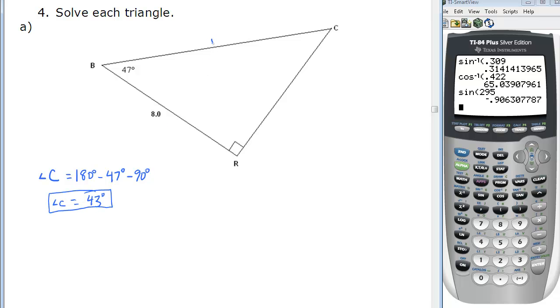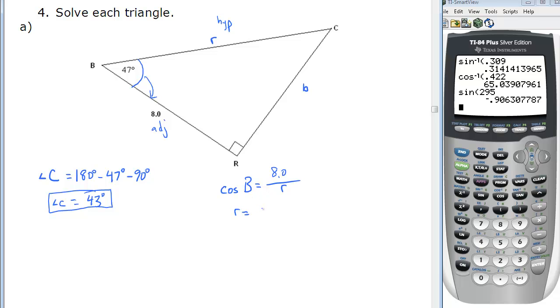Now we also need to find side R and side B. Remember, lowercase letters for the sides. So let's say we're going to do R. R is called the hypotenuse because it's across from the 90. And we'll use angle B since we're given B. So we know adjacent here and hypotenuse. Adjacent and hypotenuse tell me that cosine of B is going to be adjacent, which is 8.0, over hypotenuse, which is R. We know B is 47 degrees, so we cross multiply and solve.